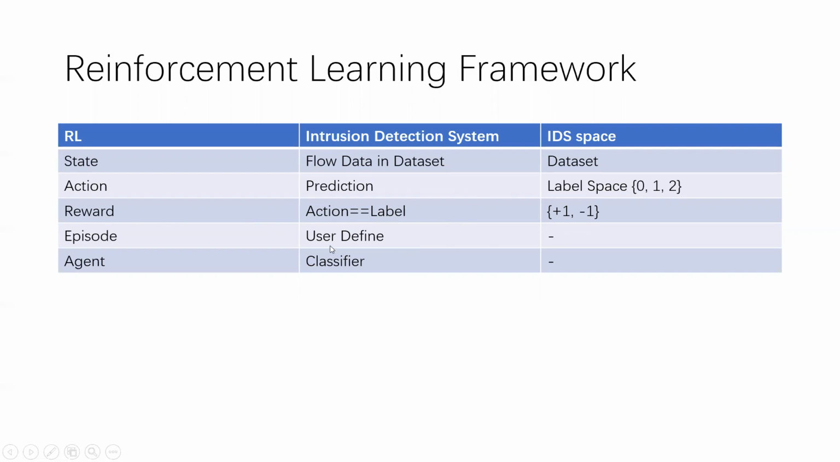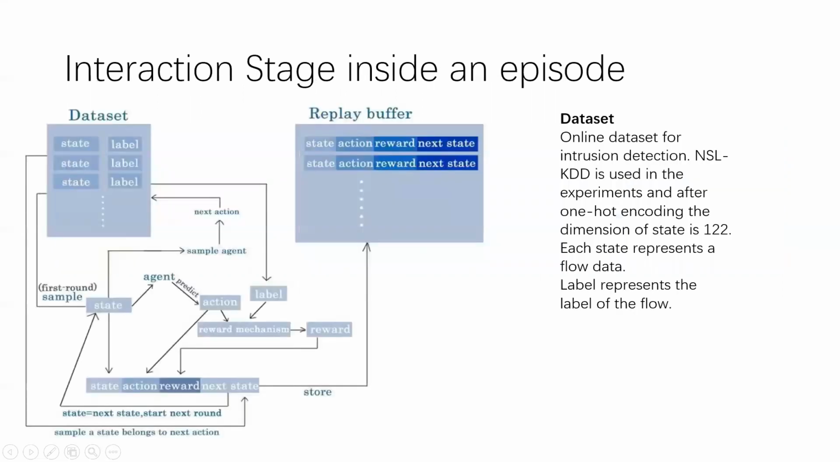Here, we can define the episode, and we can define the length of the episode by ourselves, to evaluate the performance of the agent. Here is the interaction stage inside an episode. This is the whole process of the interaction stage. Starting with the dataset, the data in the dataset can be considered as the state, and the dimension of the state is 122 after pre-processing.